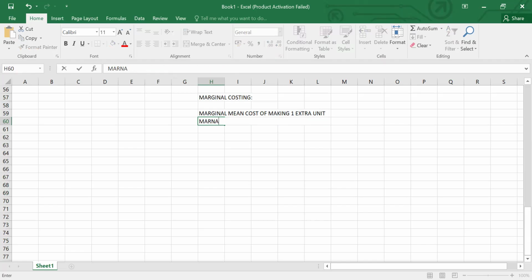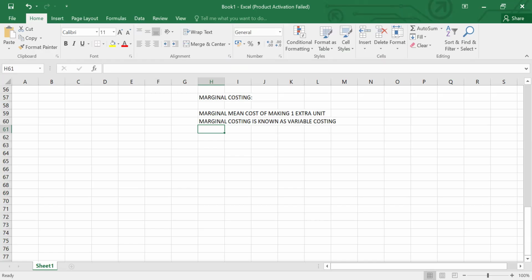Marginal costing, this is a theory portion, okay? You need to remember these points. It is known as variable costing. Why? Wait, cost of, sir, yes, how does marginal costing mean making one extra unit?